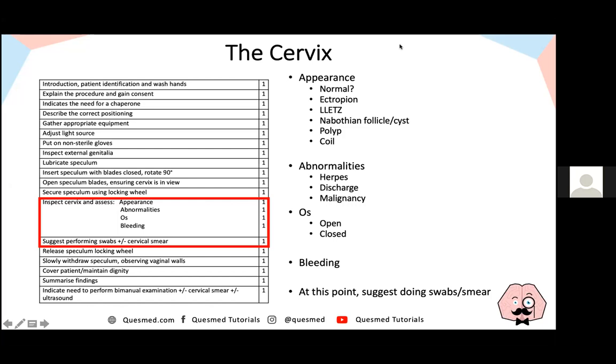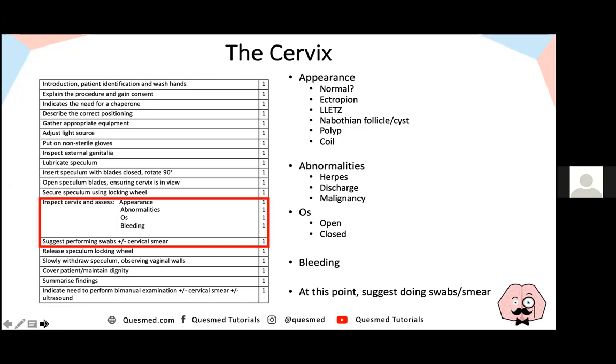Are there any signs of infection? So we're thinking of things like discharge. Can you see ulcers on the cervix that might indicate herpes? Or is there a barn door malignancy? Does the cervix look like it's got some weird growth on it that you're worried about malignancy? And you can comment on the os. So the os in most cases will be closed.